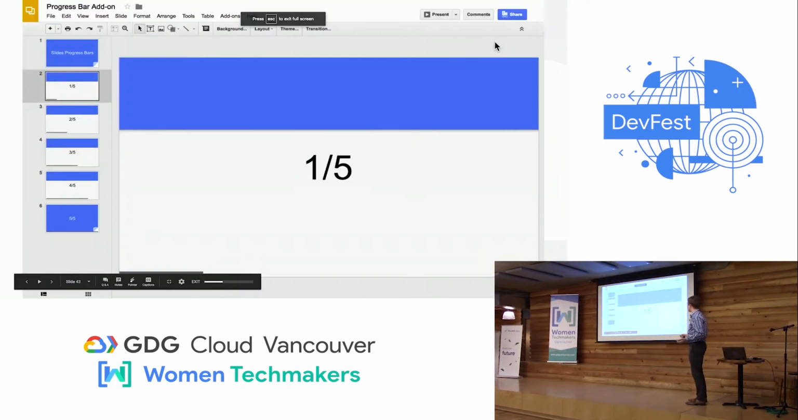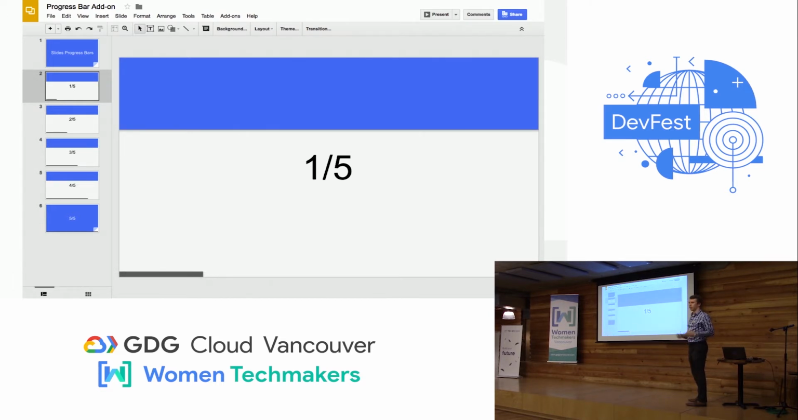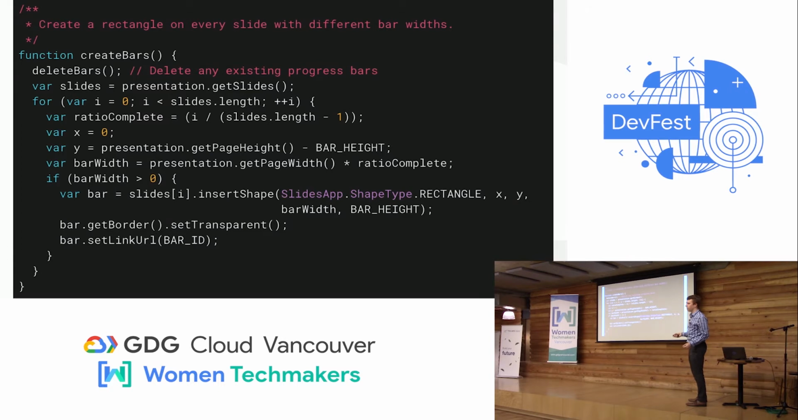But what this add-on does is it creates these little progress bars at the bottom of your slide deck. These little rectangles to see how far along in your presentation you are. Not sure why it's not working right now, but I find it pretty useful. And it's really not a whole lot of code. Here, we create a function called createBars. First, we delete any bars if we have any existing bars. Then we just do a simple for loop through all the slides.